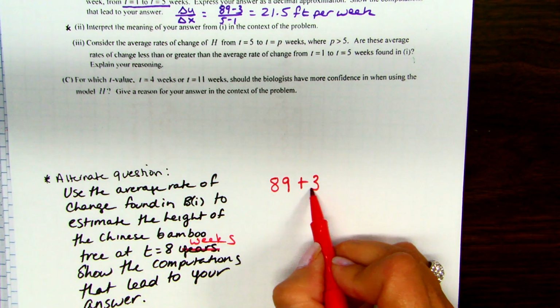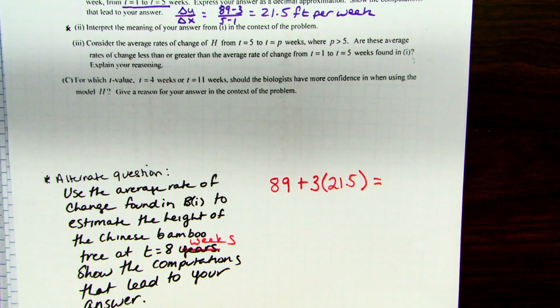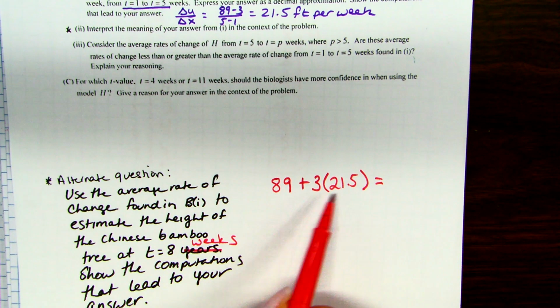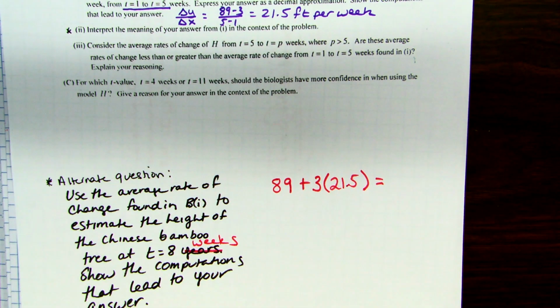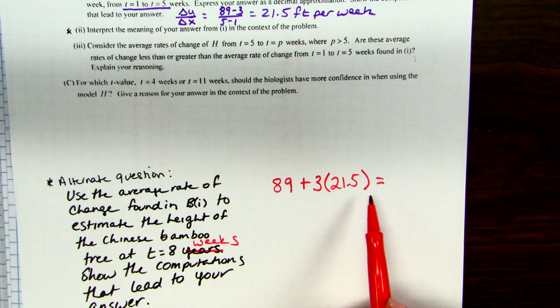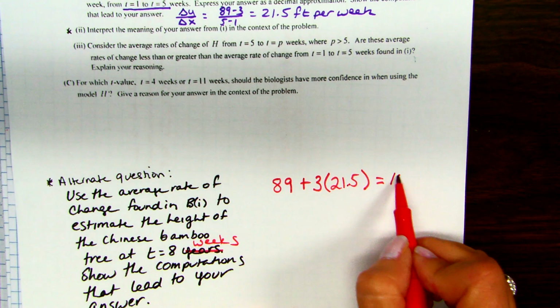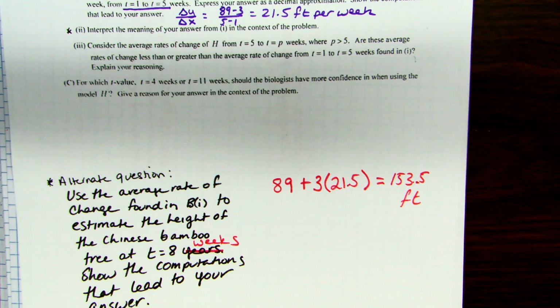So that's 3 weeks times that slope, and you just put that in your calculator. We already know how tall it is at week 5. Then in week 6, it went 21.5. Week 7, 21.5. It's just a shorter way than adding 21.5 3 times, every week. This is really showing you understood what you found. And it's like 153.5 feet. Okay, so that could be an alternate question. I feel like it could be that one, but who knows?